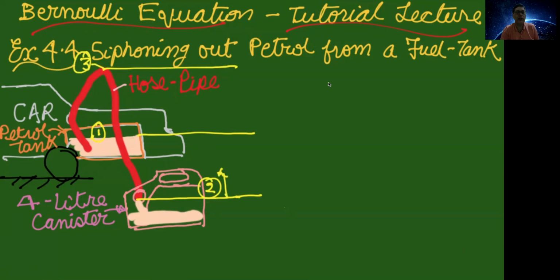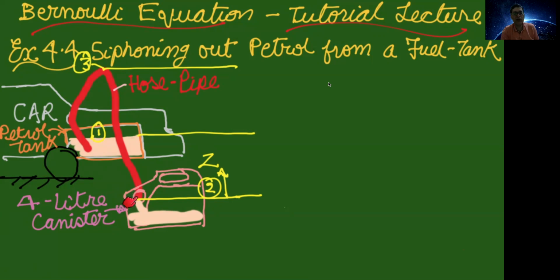Now in this problem, we are interested in 2 parameters. One is the filling time for this canister. To calculate the filling time, you are already given the capacity of the canister, so you are already given the volume, which is 4 liter. If we obtain the volumetric flow rate of the petrol coming from the pipe inside this canister, then using the volumetric flow rate and the volume, you can calculate the filling time.